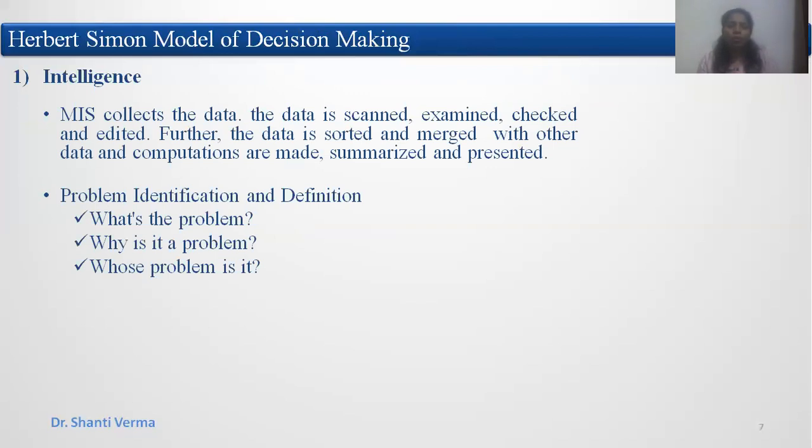There are various questions in the intelligence portion: what's the problem, why is it a problem, and whose problem is it. It is important that the problem is a genuine problem. It might be possible that I am thinking that it is a problem, but for some other person it is not a problem. So if the problem is a universal problem, the problem is solved with the help of the intelligence.